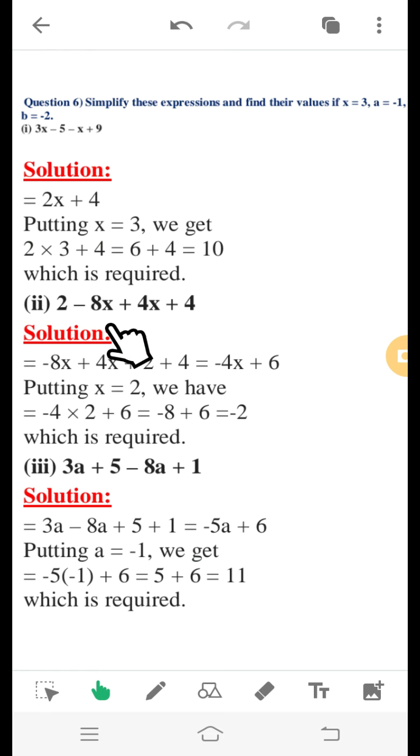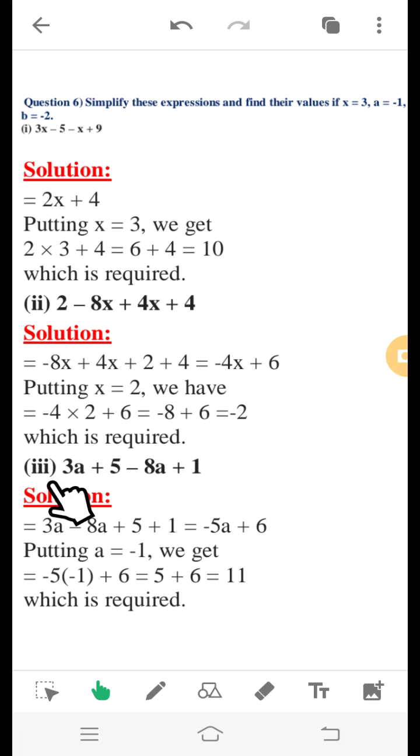Second one, 2 minus 8x plus 4x plus 4. Now put the like terms together. Minus 8x plus 4x plus 2 plus 4. Minus plus minus, but the sign will be of the bigger digit. So here it's minus 4x plus 6. Now put the value x is equal to 2 in this equation. Minus 4 multiplied by 2 plus 6. 4 2s are 8, minus 8 plus 6. Minus plus minus, the sign will be of the bigger digit. So it's minus 2.